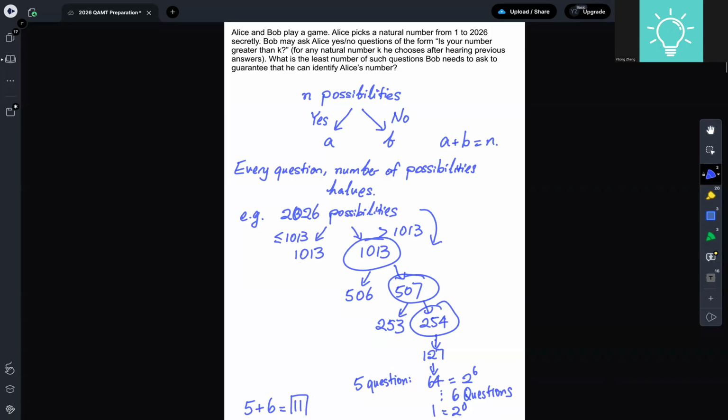And we are done. And of course, you can see that 2026 is pretty close to 2 to the power of 11. So we need to try and half about 11 times before we can get to 1. So that confirms that we have the right answer.